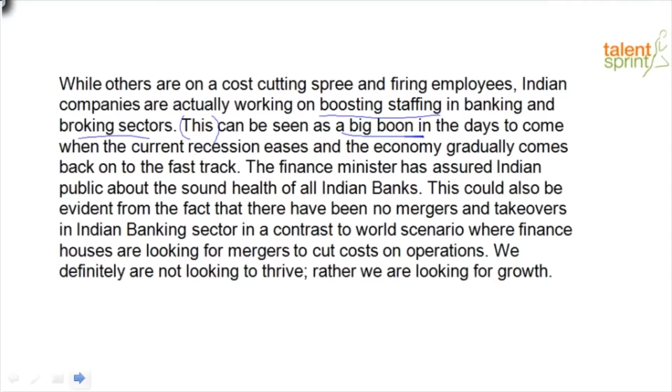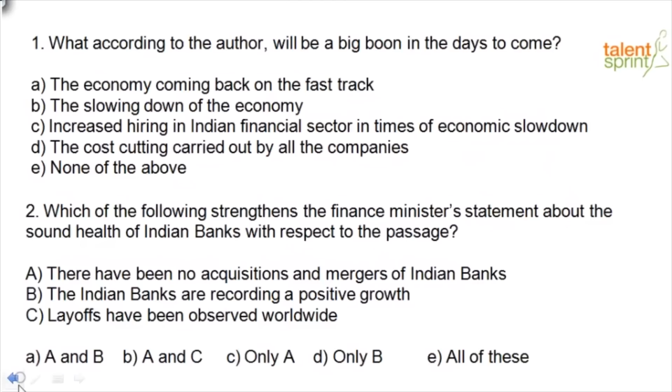Let's go back and look at our options. Choose the answer quickly. Let's read A, B, C, D, E. A, the economy coming back on the fast track; the slowing down of the economy; increased hiring in Indian financial sector in times of economic slowdown; the cost cutting carried out by all the companies. What's the answer? So basically what we've done is, we focused on the keyword, we looked at the context, we read the surrounding context, we figured out the answer. Let's look at the second question.